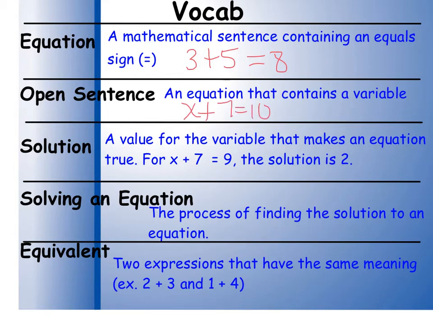A solution is an answer value for the variable that makes an equation true. So for x plus 7 equals 9, the solution is 2. Solving an equation is going through the process of finding the solution to an equation. And equivalent means two expressions that have the same meaning, like 2 plus 3 and 1 plus 4. They both equal 5.